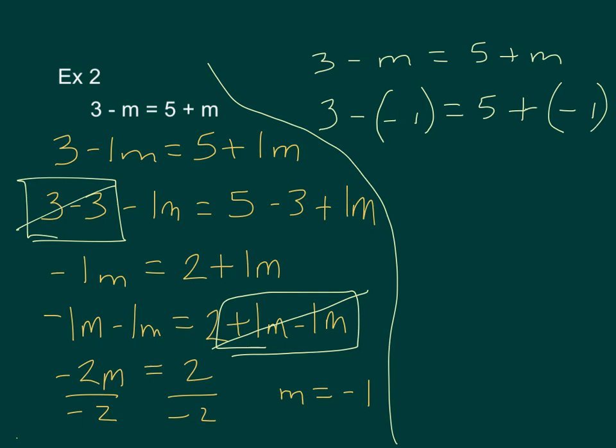Okay, be very, very careful there, because when we have 3 minus negative 1, it's really the same as saying 3 plus 1. So we have 4 over there. And when we have 5 plus negative 1, that's the same as saying 5 minus 1, so we just have 4. So it does check out. That means that our 4 equals 4. That means our answer of m equals negative 1 is the correct response.